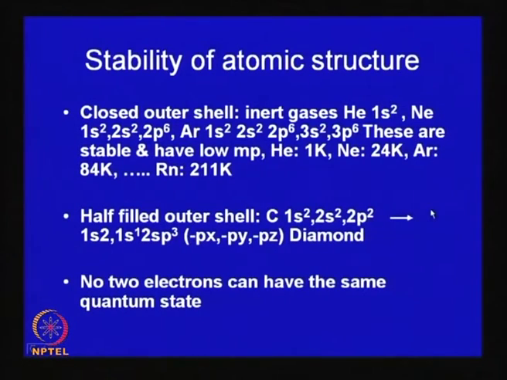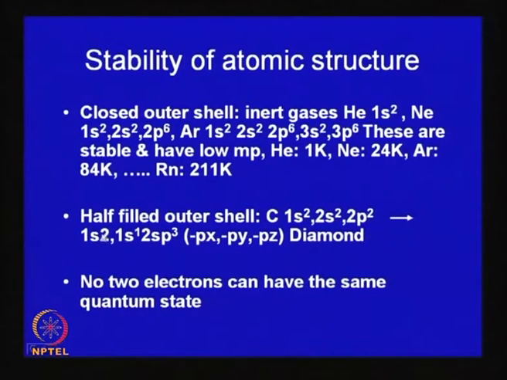So the most important criterion of the stability of atomic structure is a closed outer cell, which you get in inert gases, and these are the elements where the bond is weakest.